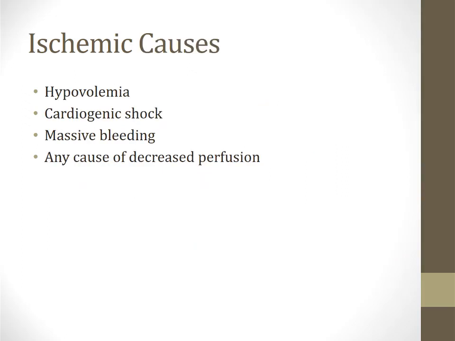On this slide, I've listed some of the causes of ischemic ATN, basically any cause of decreased perfusion. This could be hypovolemia from vomiting or diarrhea. This could be cardiogenic shock. It could be hemorrhage. Anything that lowers the perfusion to the kidneys can lead to tubular necrosis.